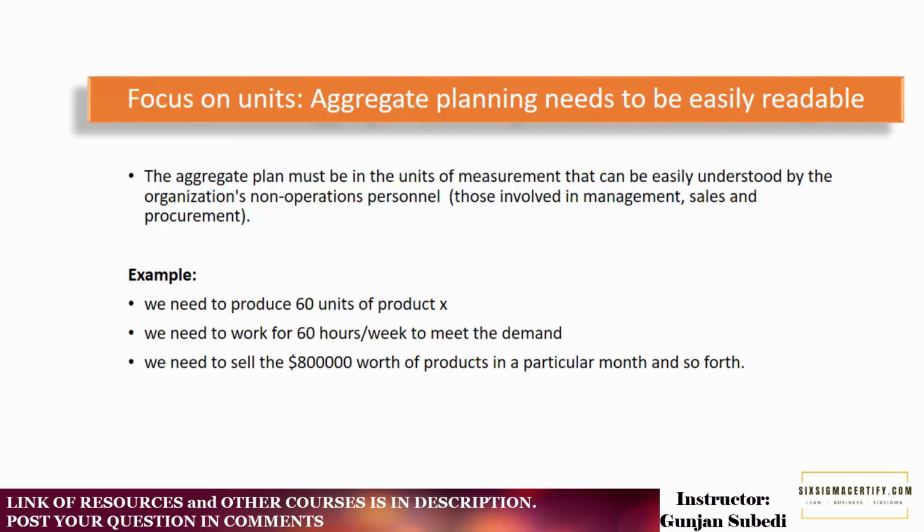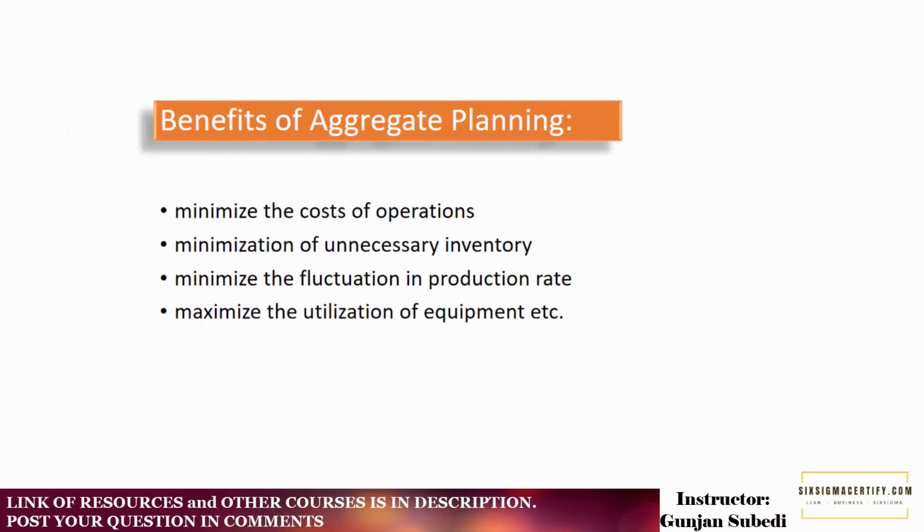We learned that aggregate planning helps us minimize costs, because here we are looking for a cost-effective way to use our resources during planning. With the minimization of the overall cost of operation and procurement of the organization, aggregate planning also has other benefits, such as minimization of unnecessary inventory. It helps to minimize the fluctuation in the production rate and maximize the utilization of equipment.